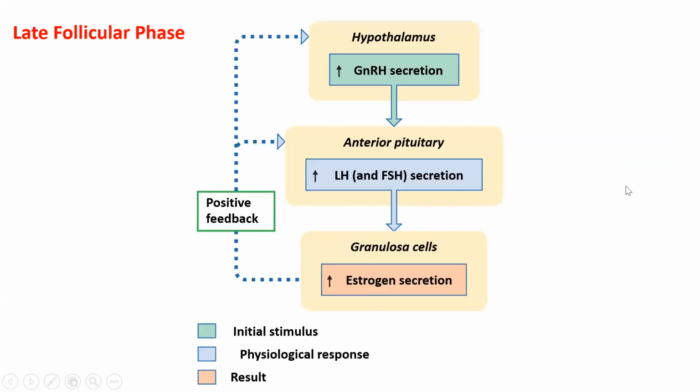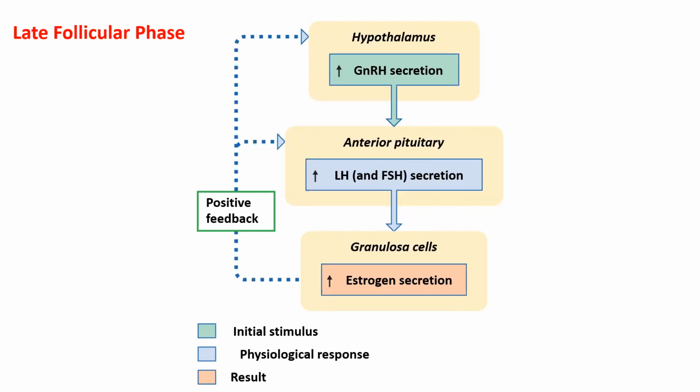Let's look at the late follicular phase. So the late follicular phase, again, we have GnRH secretion. This is right before ovulation. This is towards the end of the follicular phase, or if we're looking at the uterus, this is really the proliferative phase of the uterine cycle. We have GnRH secreted from the hypothalamus. That is going to trigger increased LH and FSH from the anterior pituitary. And then LH and FSH will trigger the granulosa cells to increase the estrogen secretion.